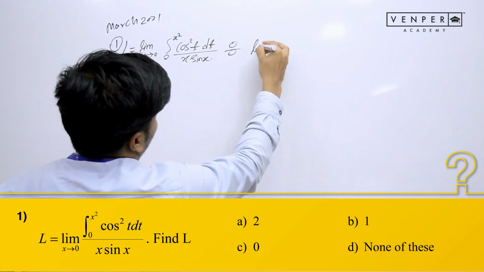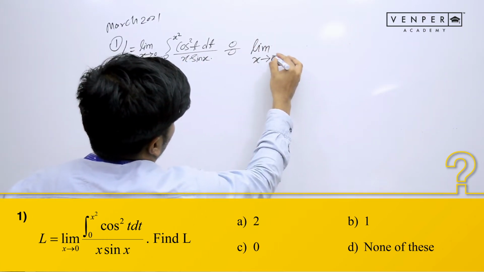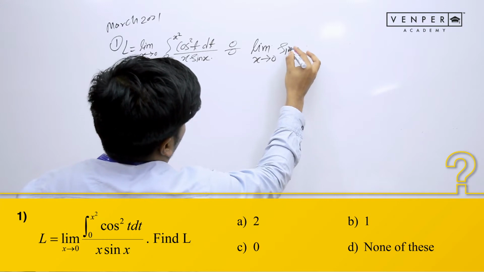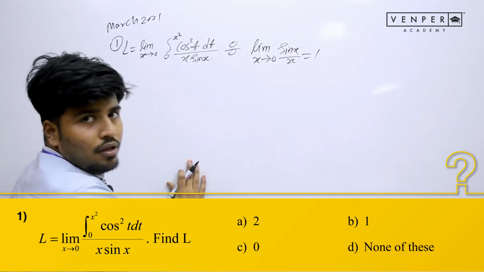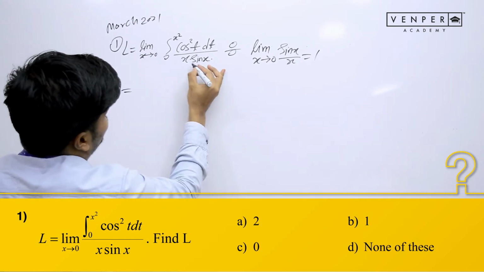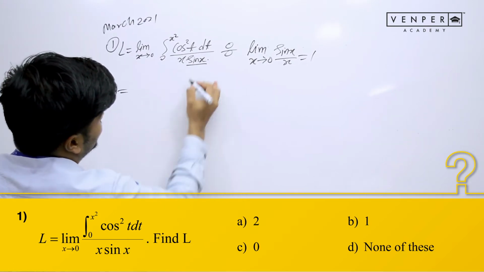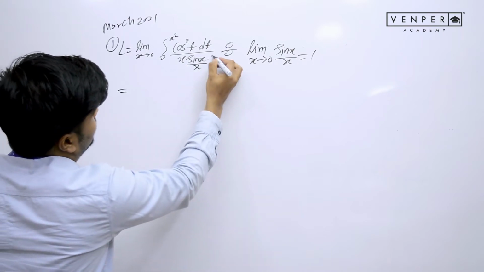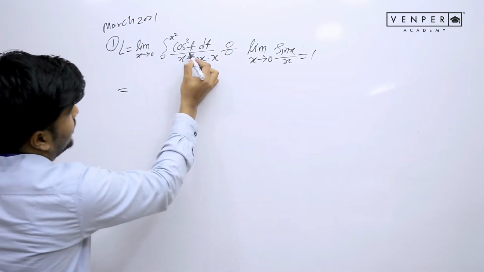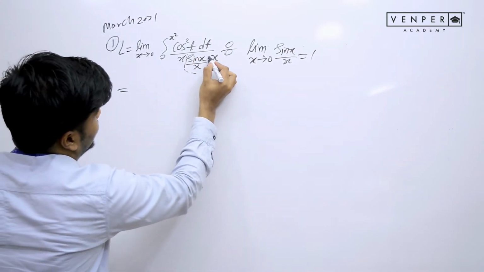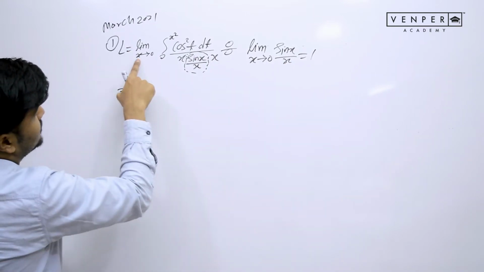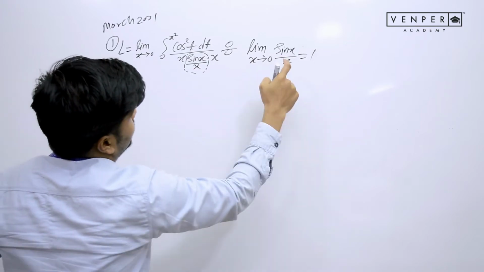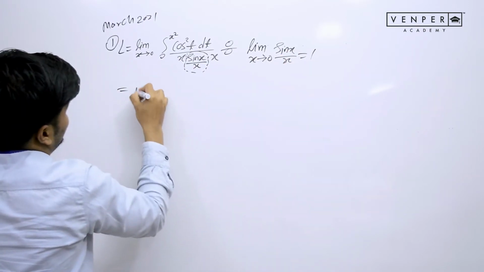Before I differentiate the denominator, can I see limit x tends towards 0? Everybody remember, this is a standard limit: sin x by x is always equal to 1. So can I remove this sin x? Of course I can. I will divide this sin x by x and multiply by x. So this sin x by x will become 1. Why? Because limit x tends towards 0, sin x by x is always equal to 1.